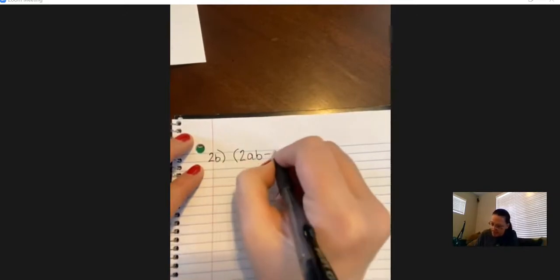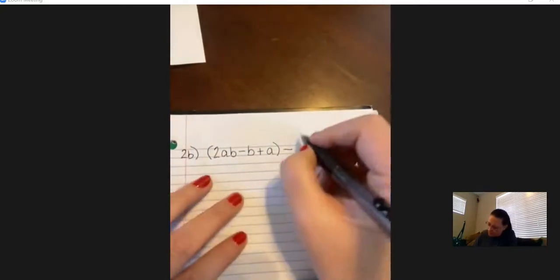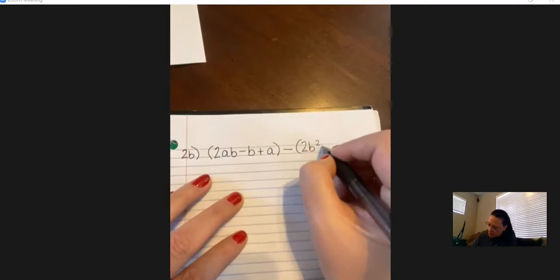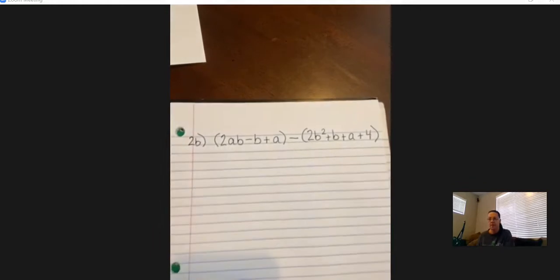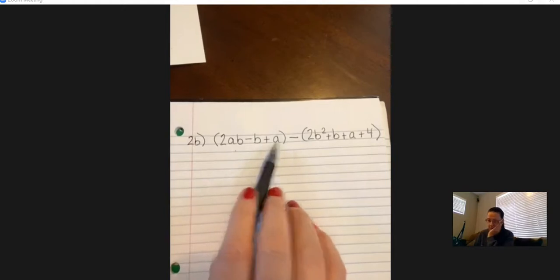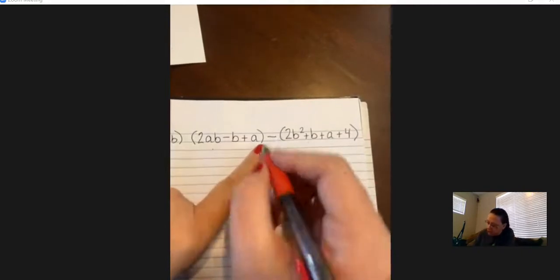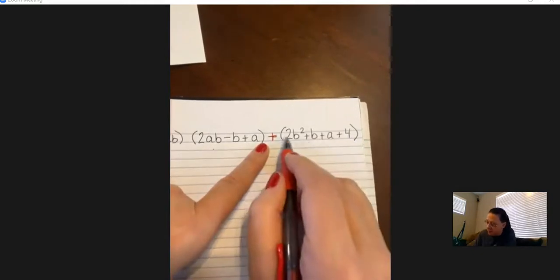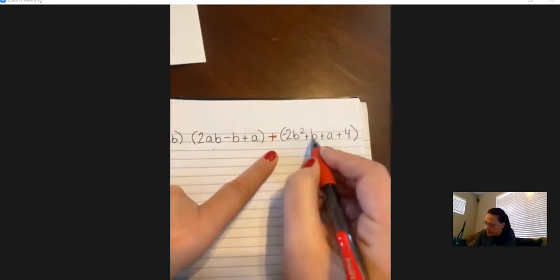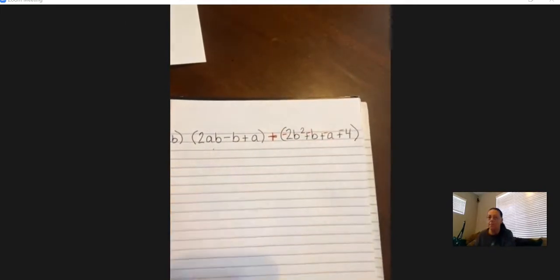2ab minus b plus a minus 2b squared plus b plus a plus 4. And obviously, pause the video if I'm going too fast for you. Okay, I'm going to change my subtraction to addition. And I'm going to flip all the symbols. So this is a positive 2b, so make it negative. This is a positive b, make it negative. This is positive a, make it negative. This is positive 4, make it minus or negative.